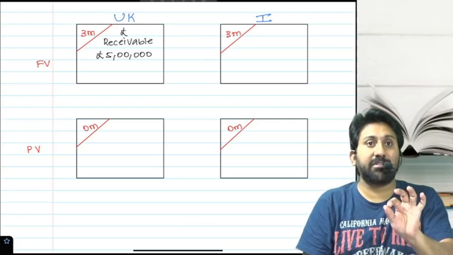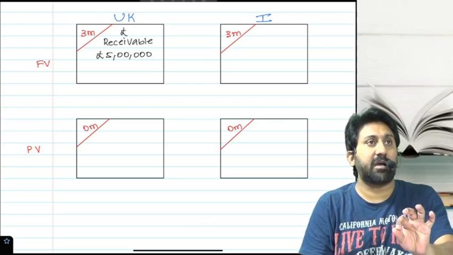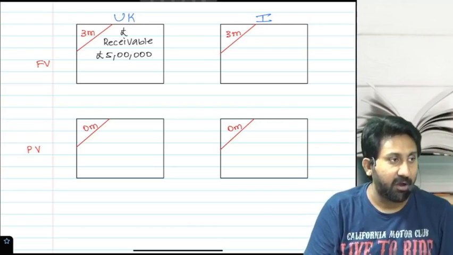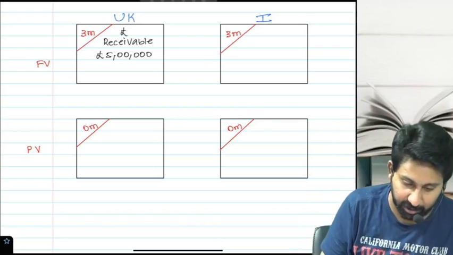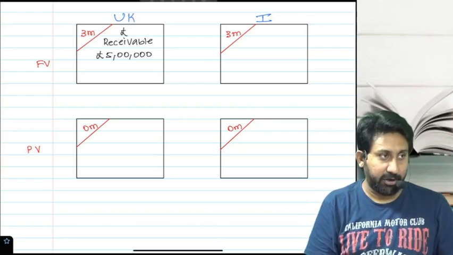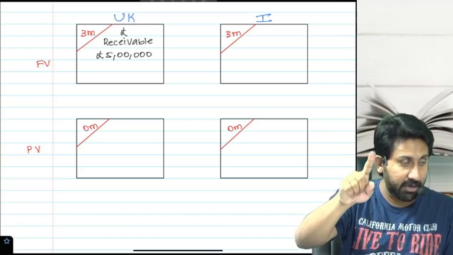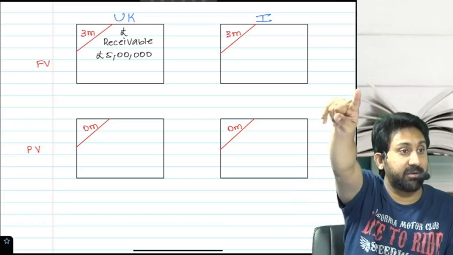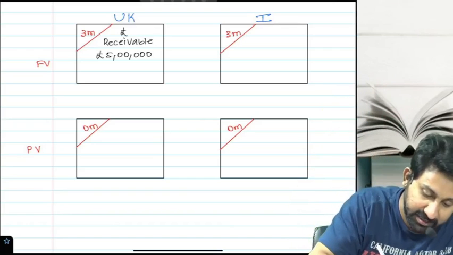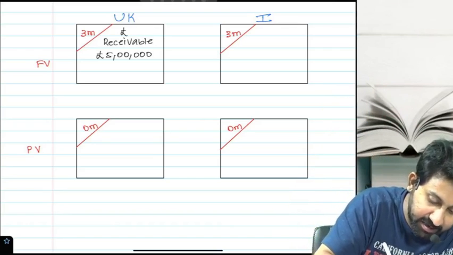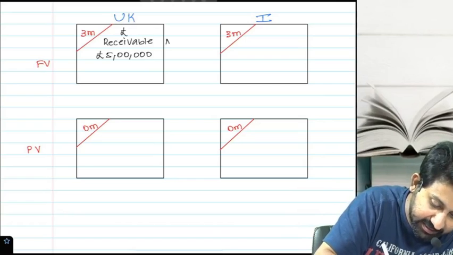Your receivable will come after 3 months. Okay. Now listen carefully to the point. I have a receivable after 3 months. Means this is an asset or liability? This is an asset.